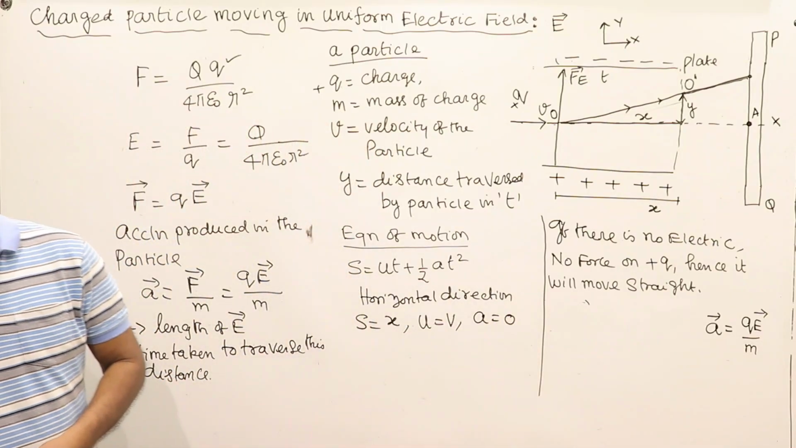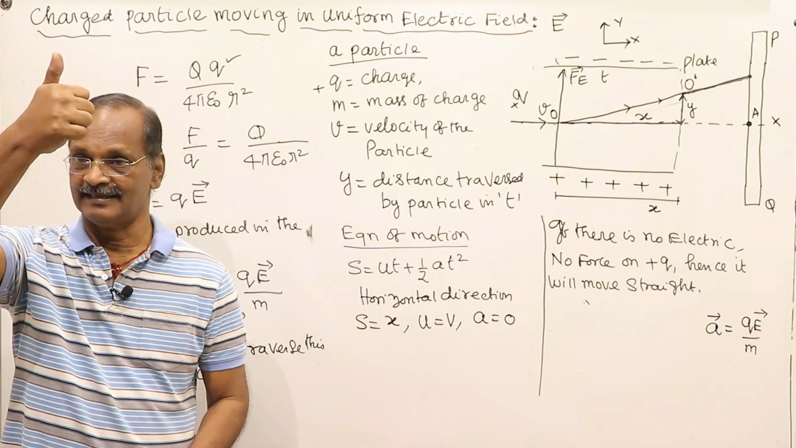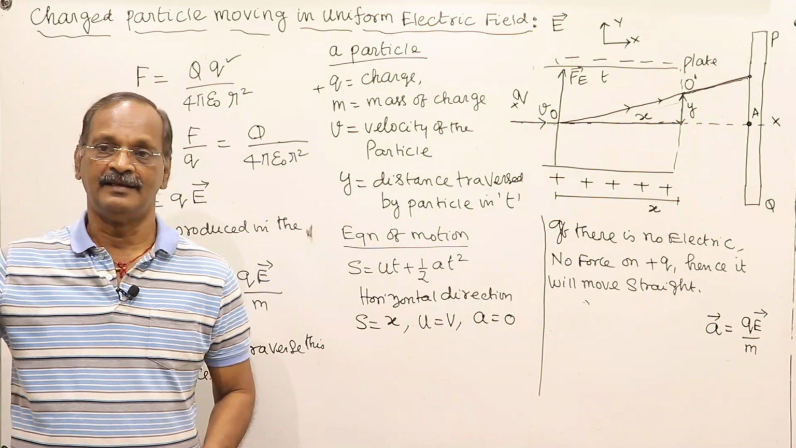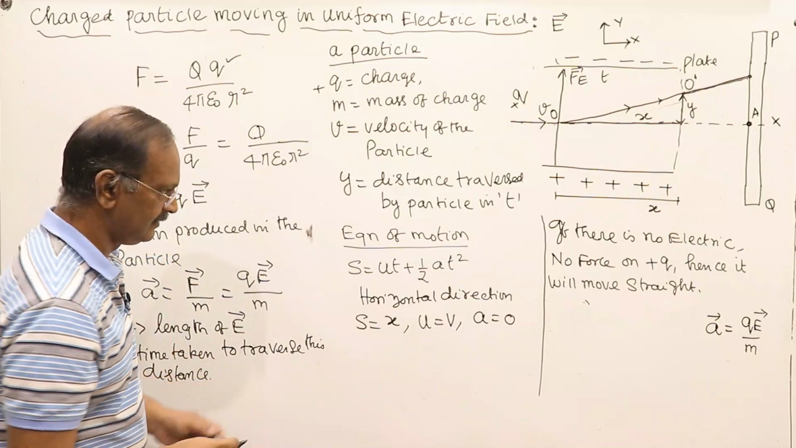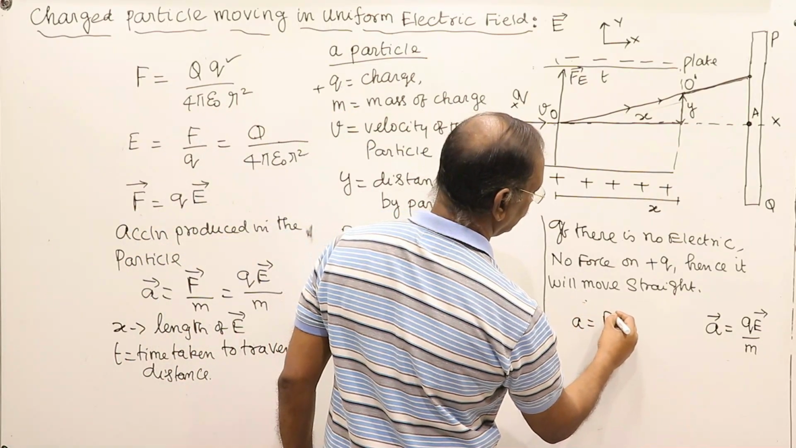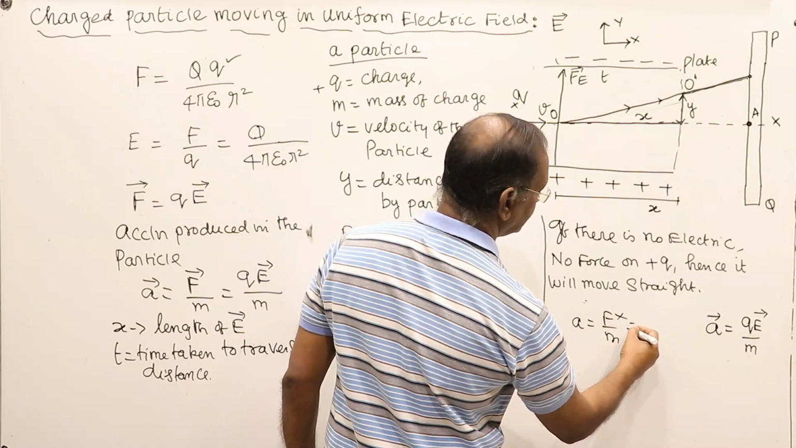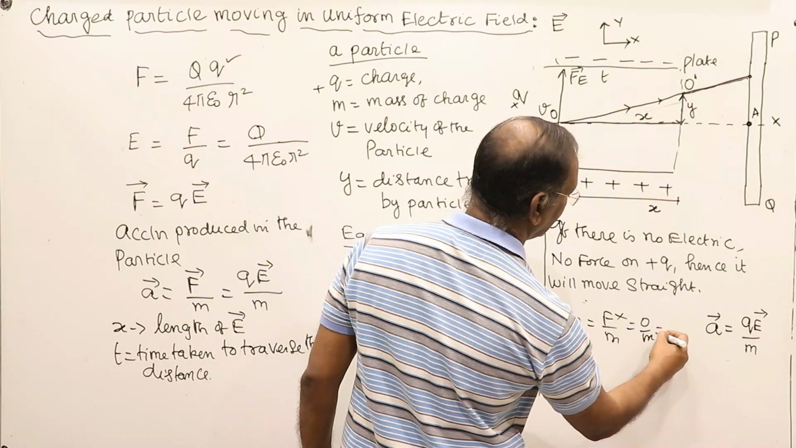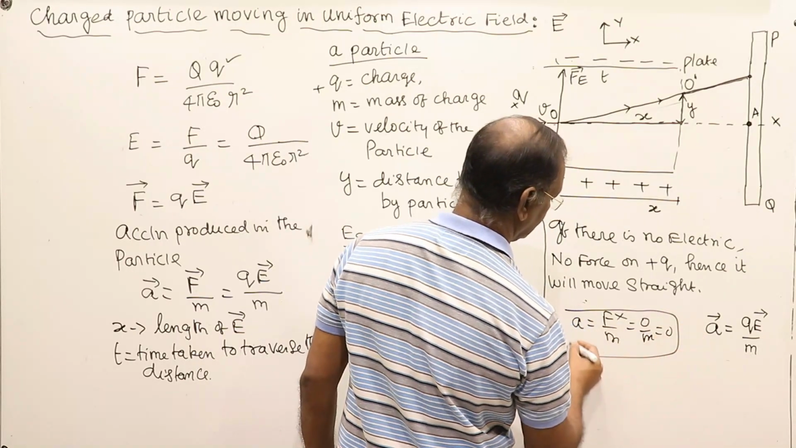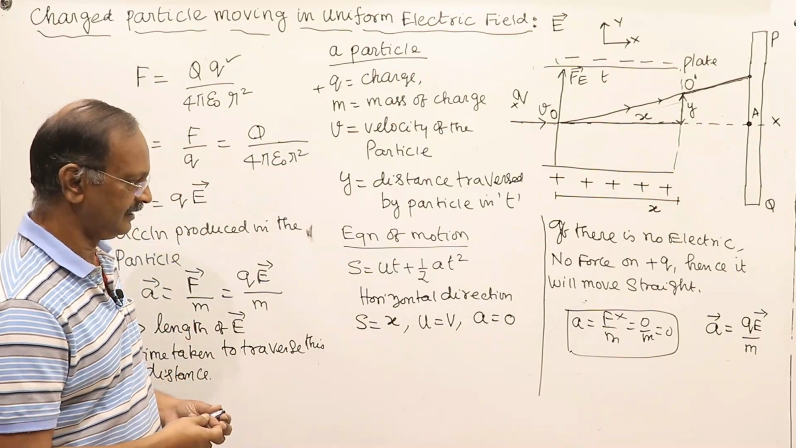Why is acceleration equal to 0? Because the force due to the electric field is not acting in this direction. There is no force acting. See, what is acceleration? Force divided by mass. When there is no force, it is 0 divided by m. So the acceleration is 0 in the horizontal direction.